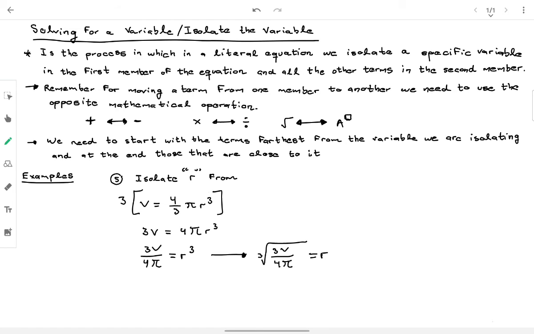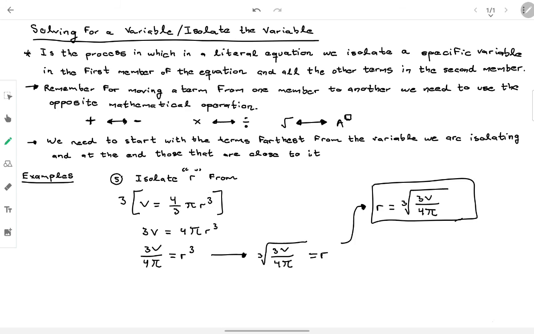Remember, in this case, we are not using the process that is called rationalization. We can leave the roots in the denominator, but the important part is, remember, our answer must always be the letter equals the formula. So it's going to be r equals the cubic root of 3V over 4 pi. And that's a correct answer.